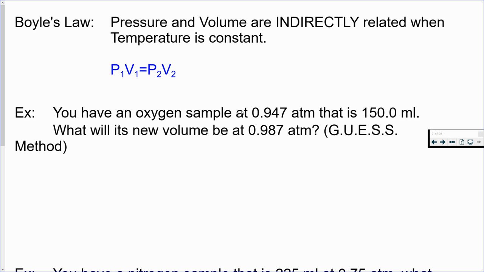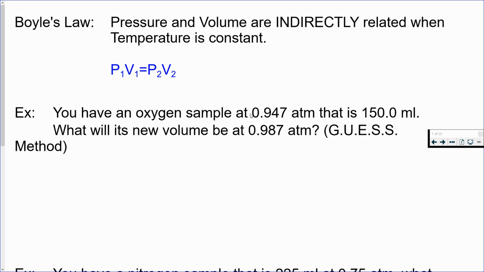So let's go through a little bit on Boyle's law. Boyle's law states that pressure and volume are inversely related, which means that as pressure goes up, volume decreases, and if volume goes up, pressure decreases.